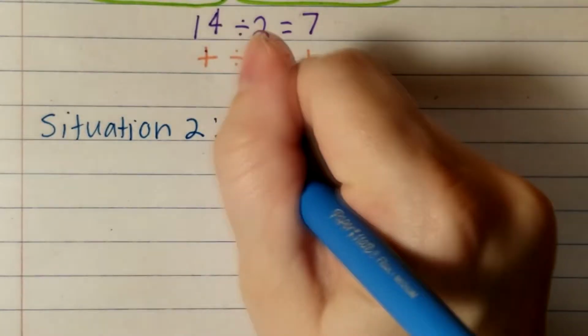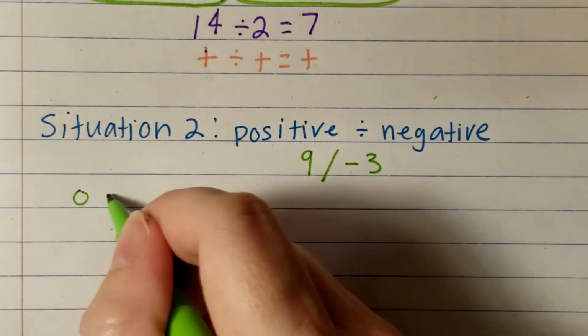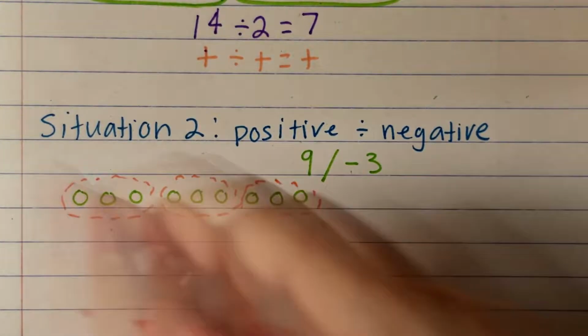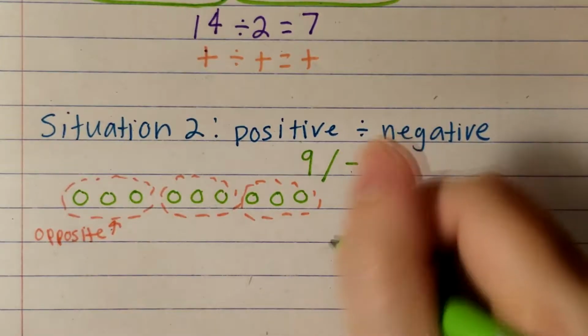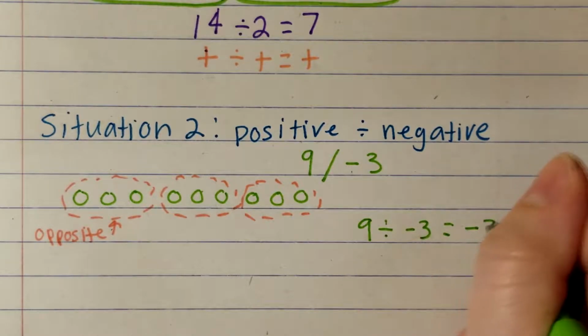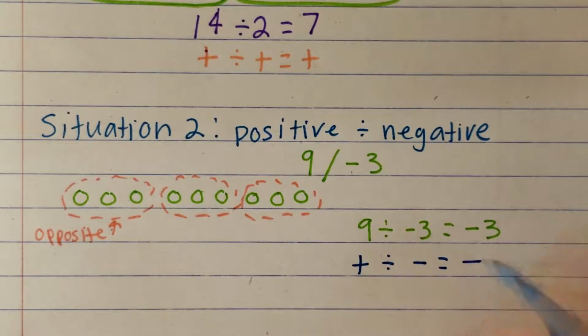Situation number 2. A positive divided by a negative. 9 divided by negative 3. Model 9 into 3 negative groups. Since we have 3 positives in a negative group, our answer is negative 3. 9 divided by negative 3 equals negative 3. So a positive divided by a negative equals a negative.